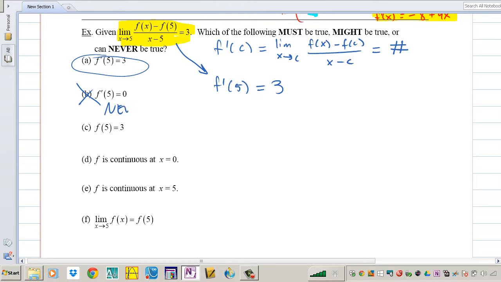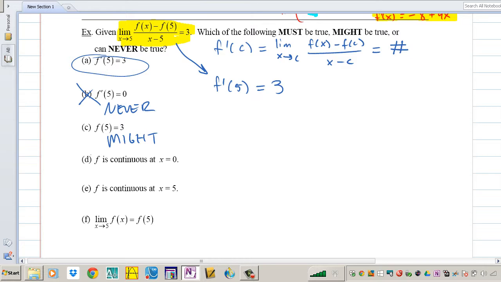It says there f of 5 is equal to 3. Well, were we given information about the function? We weren't. We were given information about the derivative at 5, but we don't know anything about the function at 5. So we can say this might be true. We're not certain, but it could be true. There may be a coincidence in which the graph is 3 and the derivative at x equals 5 is also 3. Maybe a big coincidence, but we don't know that for sure.